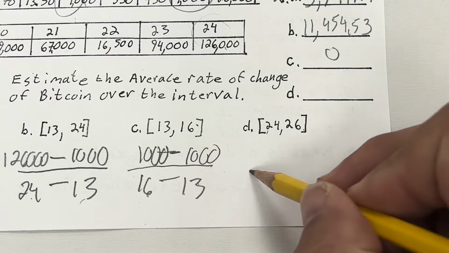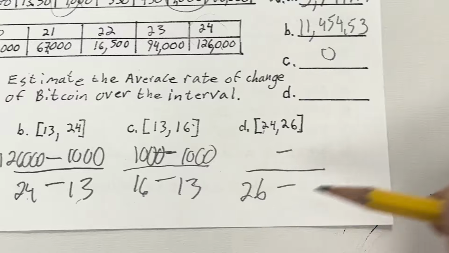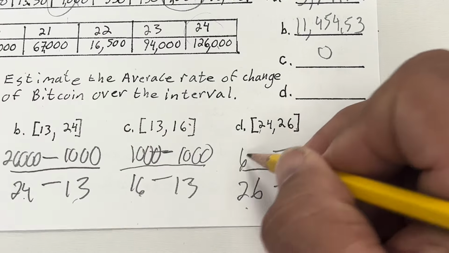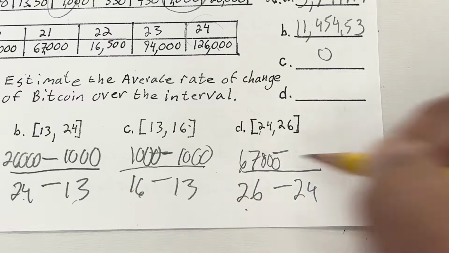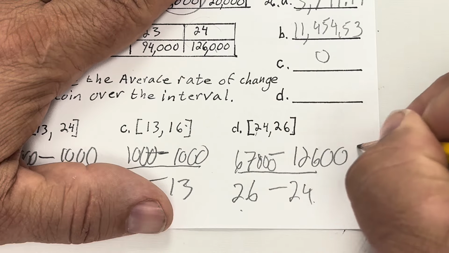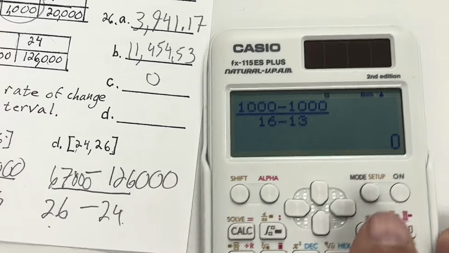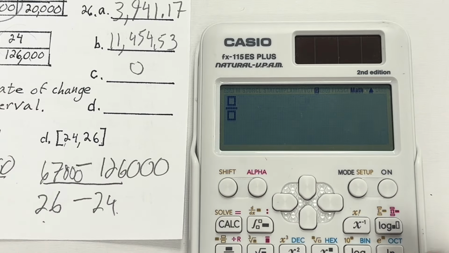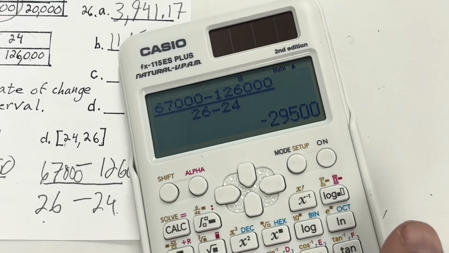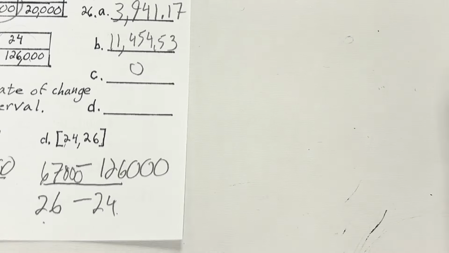From 24 to 26, the value at 26 is 67,000 just this year. The value at 24, that's 126,000. So 67,000 minus 126,000 over 26 minus 24. Oh, you lost money. Minus 29,500.